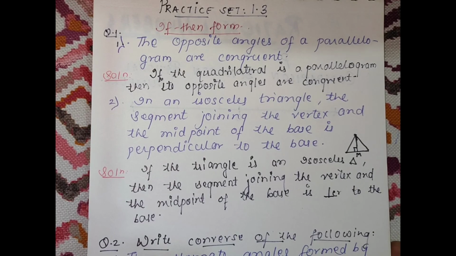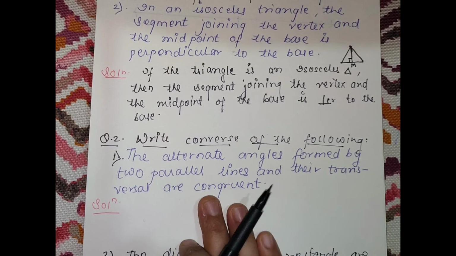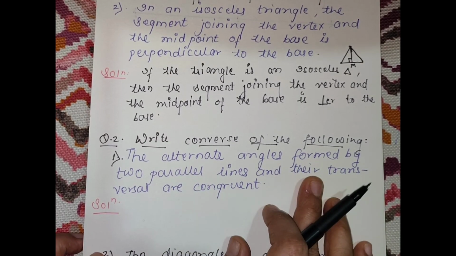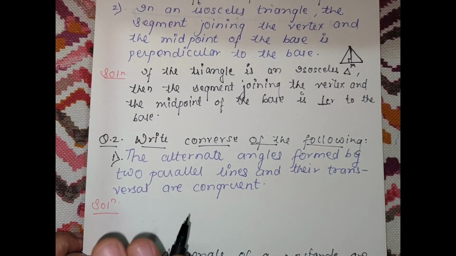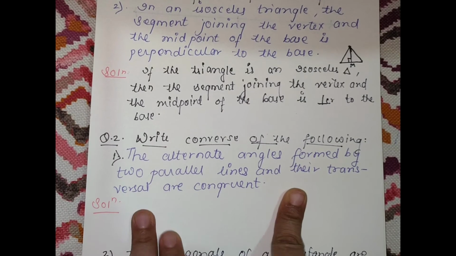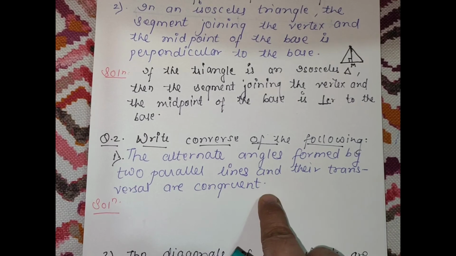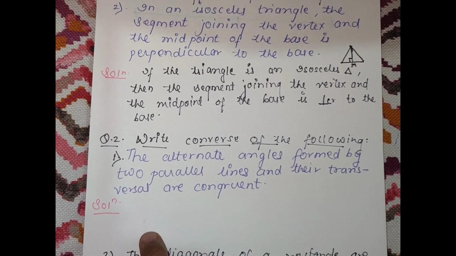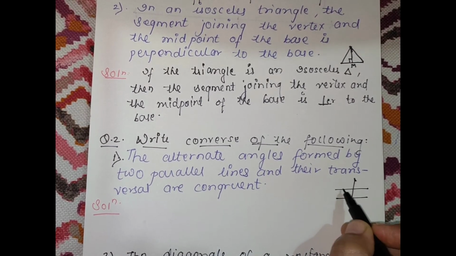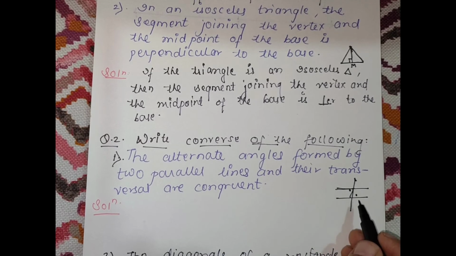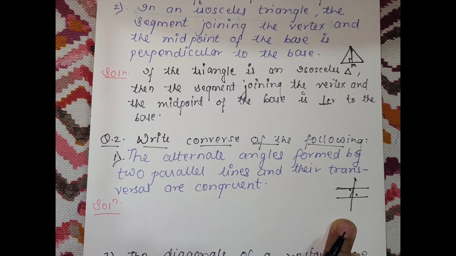Now we will move to question number 2. Write the converse of the following. Now everybody knows what converse is: reversing the given statement. The if part goes into then, and the then part goes into if. Now see the first statement. The alternate angles formed by two parallel lines and the transversal are congruent. So these are the two parallel lines, this is the transversal, and these are the alternate angles which are congruent, which you have already studied in 8th standard.